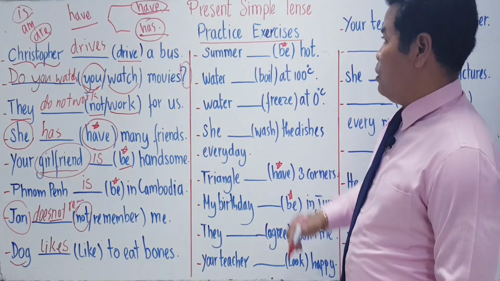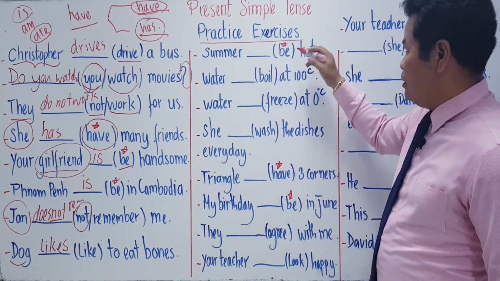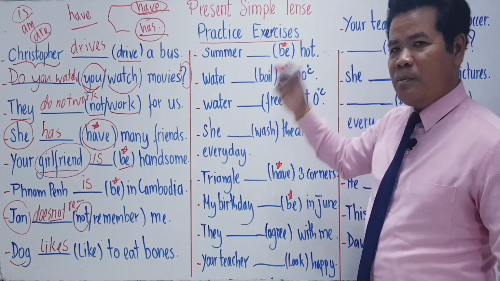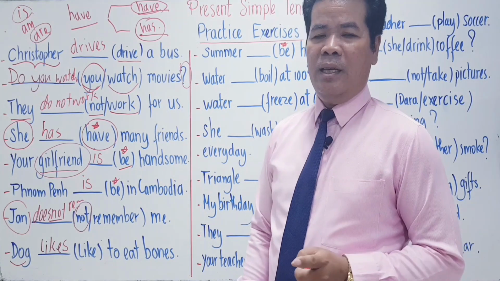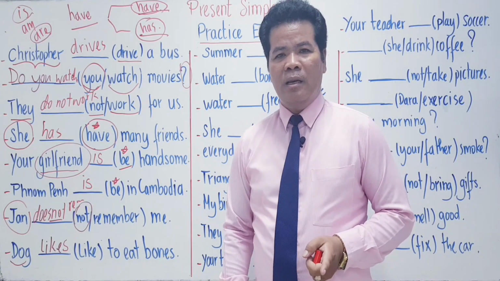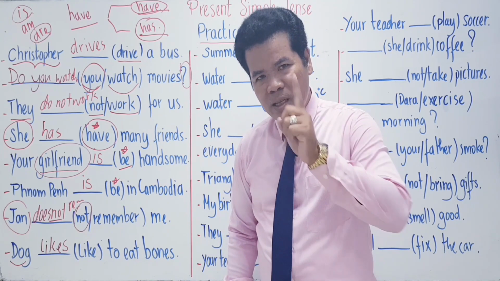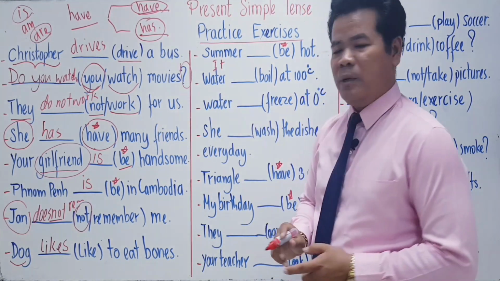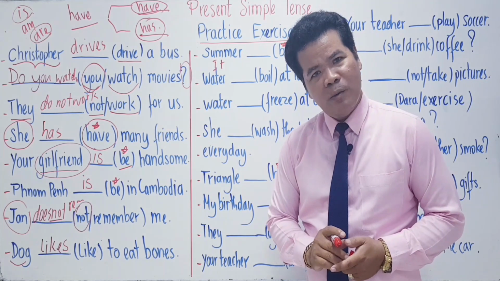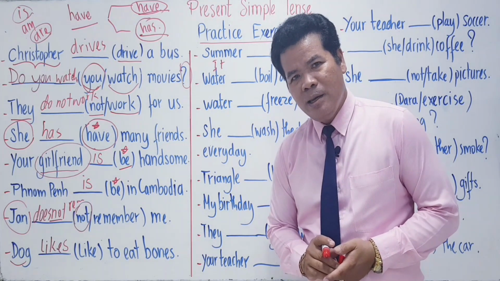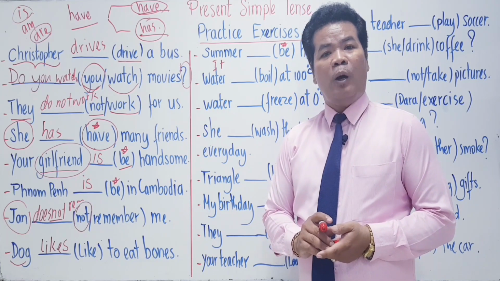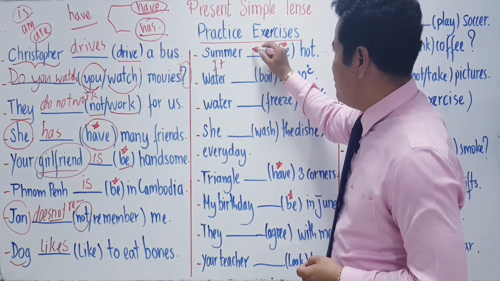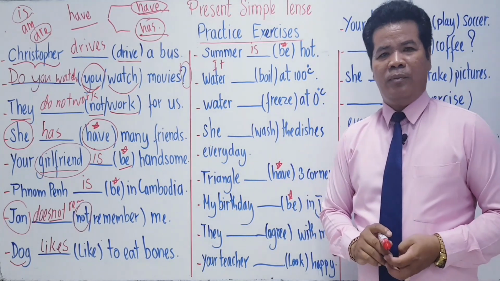Okay, let's move to another one. Summer is, again, M-A, okay? So summer is the name of the season. If you talk about only summer, it's only one season, so you use "it" to stand for summer. So what do you use? Do you use R? Do you use M? Or do you use is? Correct. You have to use is. Okay? So summer is hot. It's like a nature.